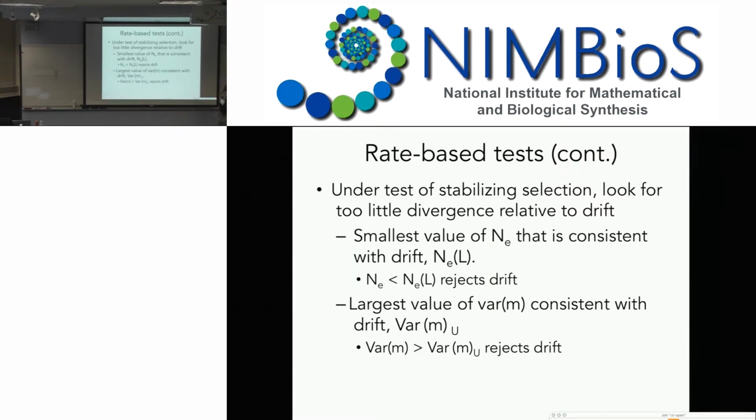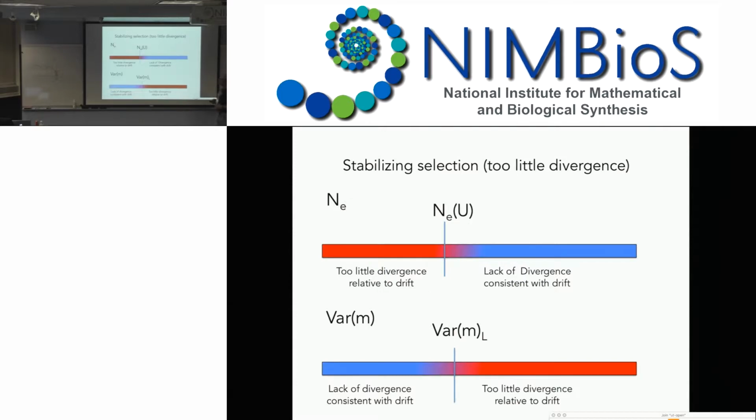So stabilizing selection, it's the opposite, right? With stabilizing selection, you want little change. So you have a population size. If you're below that population size, you're consistent with drift. If you're above it, you're not. It's the exact opposite of what we've seen before for divergence. And here's the picture. If my population size is large, drift is slow. If my effective population size is small, I get a lot of divergence. And the thing is, we're now observing too little divergence. So basically, there's a critical value. If I'm below that, I have too much divergence relative to drift.